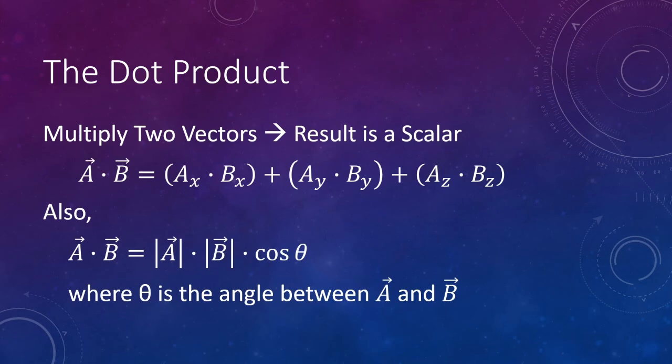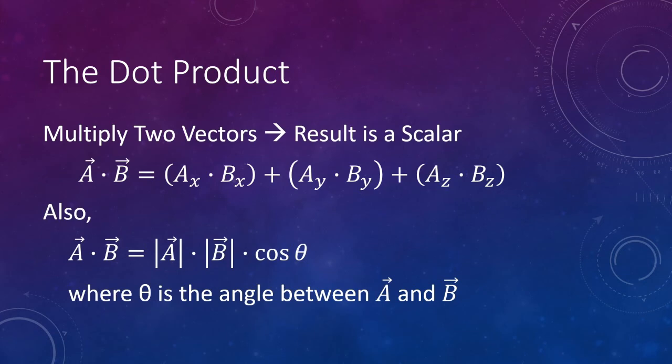You'll also see the dot product written in terms of the magnitudes of the vectors and the angle between them, because your dot product will also equal the magnitude of A times the magnitude of B times the cosine of the angle between the two vectors. But if you're not sure about what to do, you can always fall back on the first definition. The dot product in terms of the components is the most fundamental one.